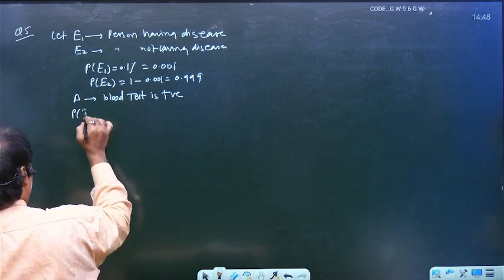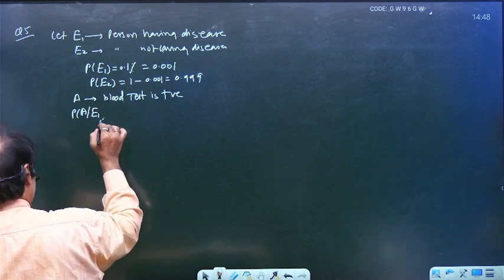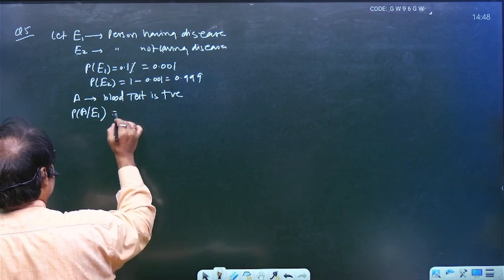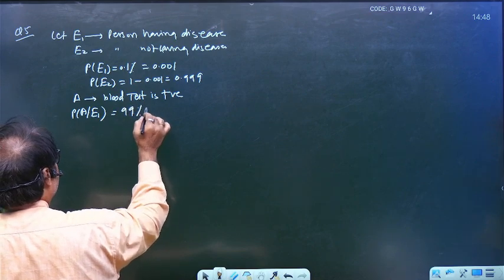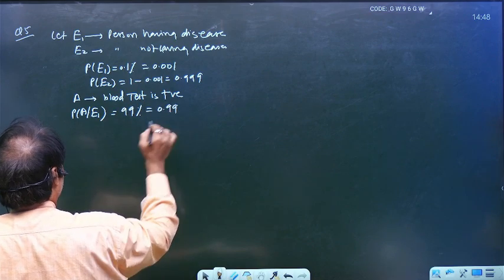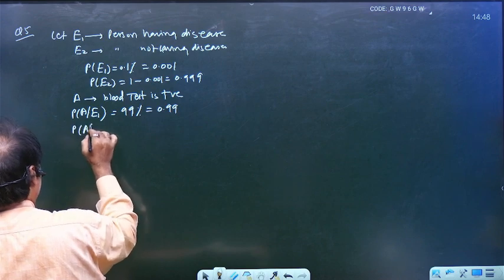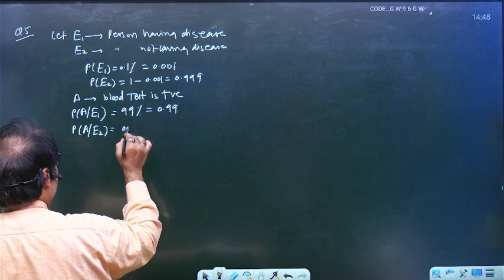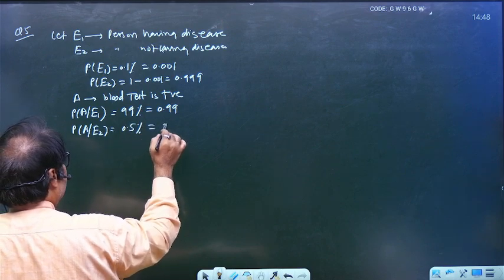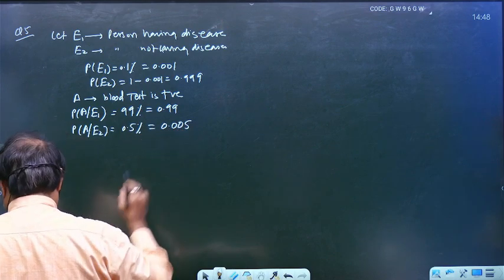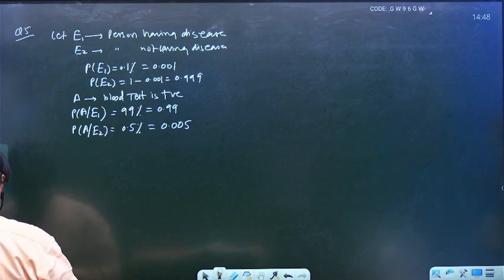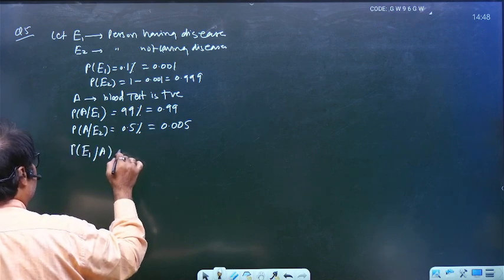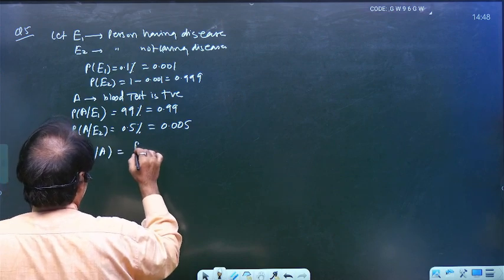So probability of A by E1, what is given? A by E1 is 99% as per the question. So 99% means 0.99, and probability of A by E2 is given 0.5% in the question. So it will be 0.005, right? And now we have to find probability of E1 by A as per the question. So now apply the Bayes theorem.